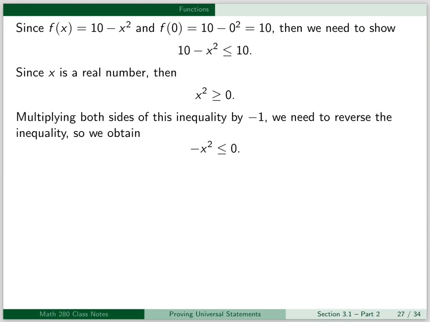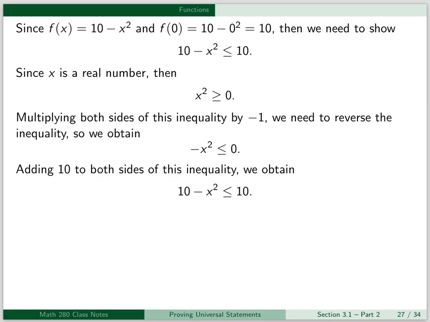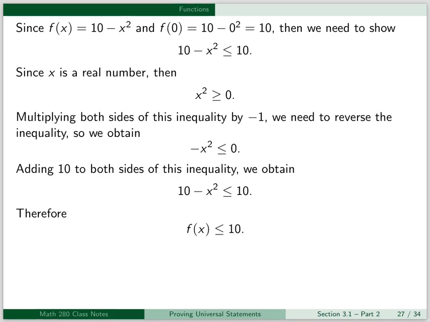Multiplying both sides of this inequality by minus 1, we need to reverse the inequality, so we obtain minus x squared is less than or equal to 0. Adding 10 to both sides of this inequality, we obtain 10 minus x squared is less than or equal to 10. And we see this is identical to the inequality we needed to show.